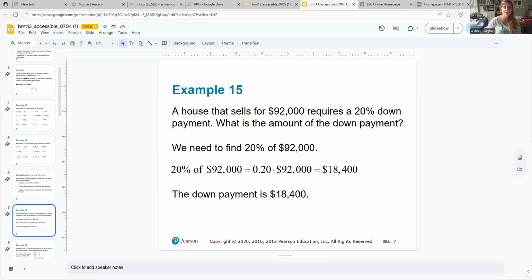Okay, so if we change 20% into a decimal, then you're dividing by 100. 20% is the same as 20 over 100, which is the same as 0.2. And then "of" means multiply. So you multiply these together, that's what you get.